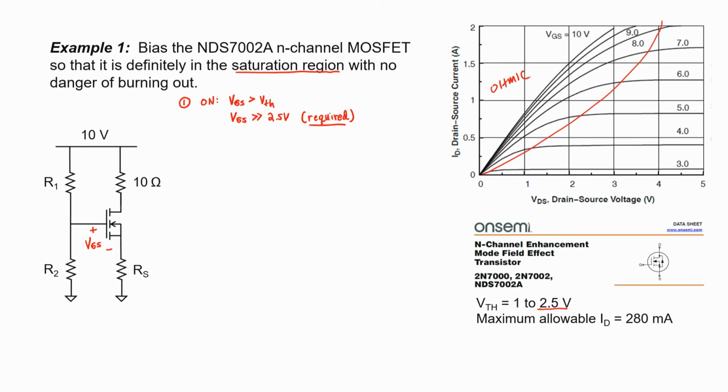Well, this is the ohmic region to the left, isn't it? So we don't want to be over here. Saturation is on the right. That's what we want. That's our second condition.